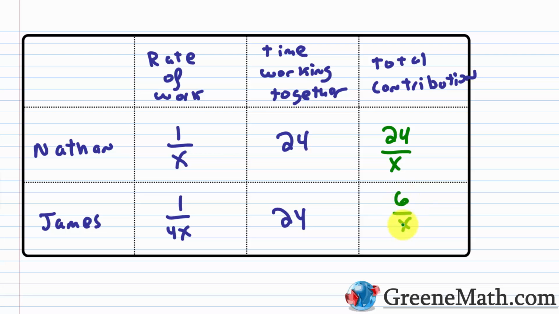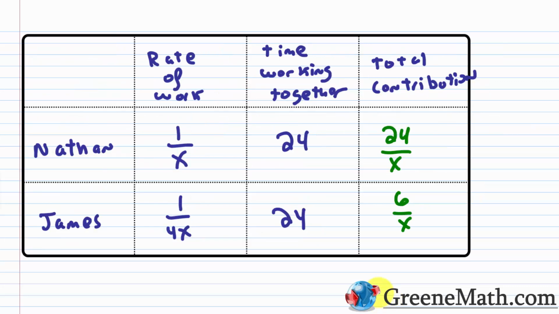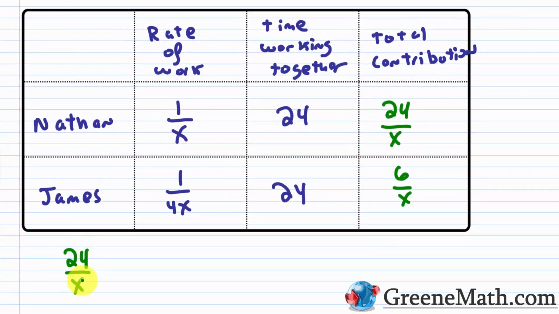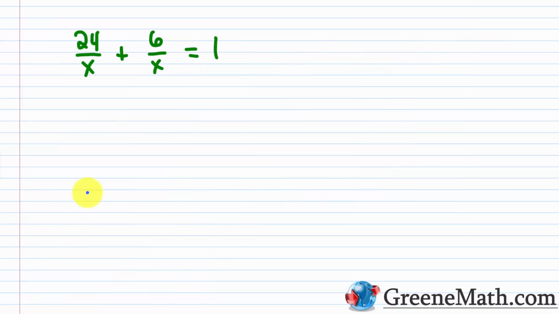Now, how do we get an equation going? When we sum the amount of work done by both of them over this 24-minute period, they've completed one job. The amount of work that Nathan does is 24 over x. The amount of work that James does is 6 over x. If I add these two amounts together, I should get one completed job. So I can multiply both sides of the equation by x, which is the LCD. Essentially, this cancels and this cancels, and you basically just have 24 plus 6, which is 30, equal to x.